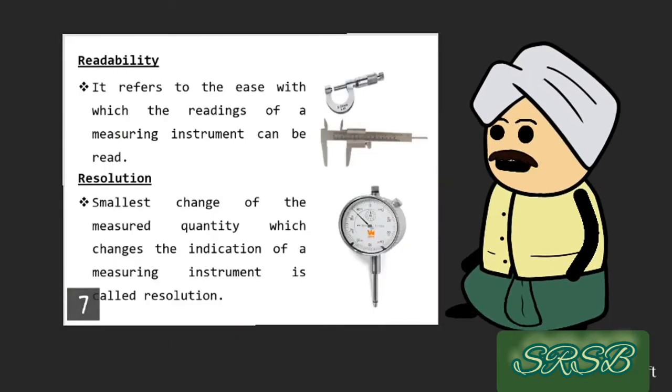Next we discuss readability and resolution. Readability refers to the ease with which the readings of measuring instruments can be read. Here are two images, a vernier and a micrometer, so it is easy to understand which one can be read easily. Then resolution. Resolution is the smallest change of the measured quantity. If any variations or deviations occur during the process, they have to be reflected immediately. So the change in indication of a measuring instrument is called resolution.